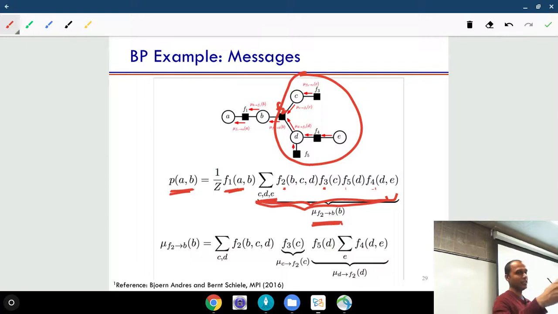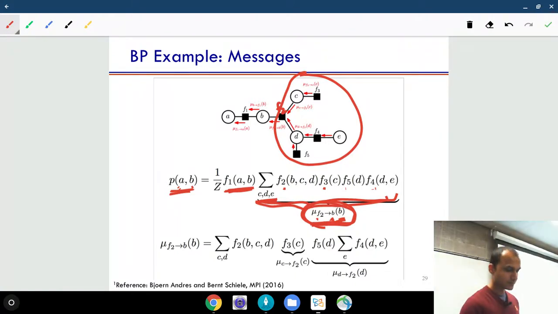What is that vector? It's a vector whose argument is B: mu from f2 to B. So let's say B takes 3 values, then this message is going to have 3 coordinates. Once B gets this message, it can compute the probability of A comma B. That is kind of obvious, right? If I know this message, then the probability of A and B taking some values is just f1 of A, B times this number, whichever coordinate corresponds to the value of B I'm evaluating.